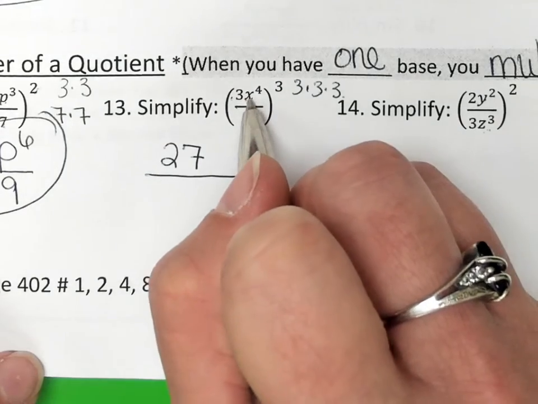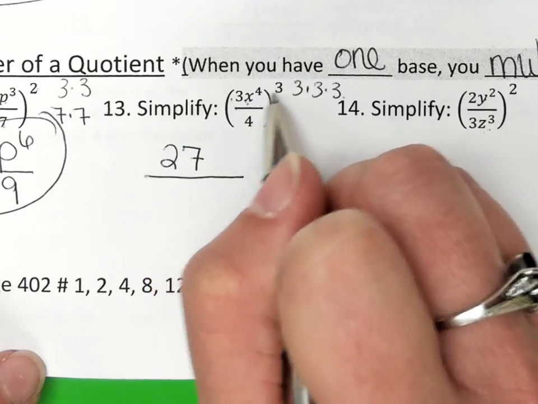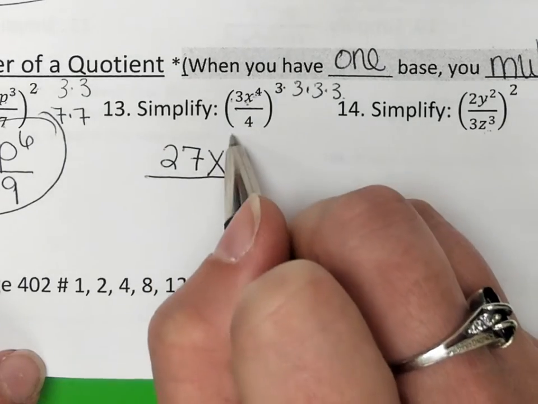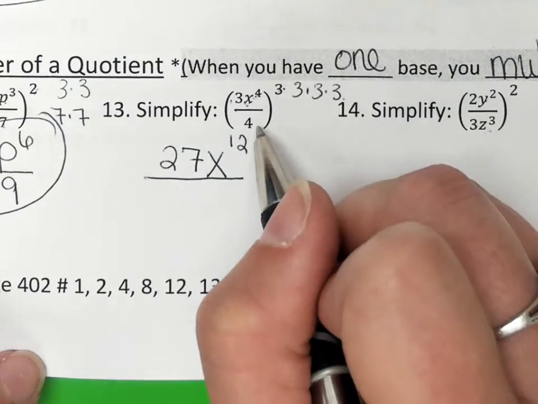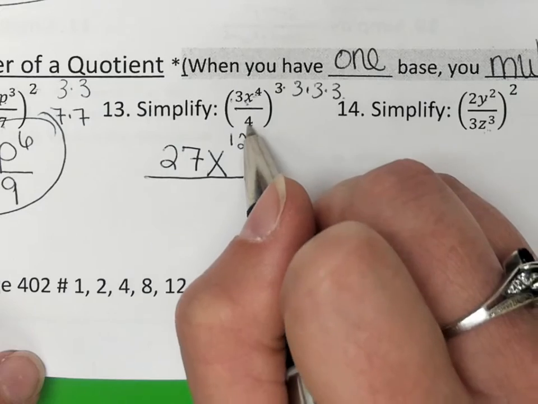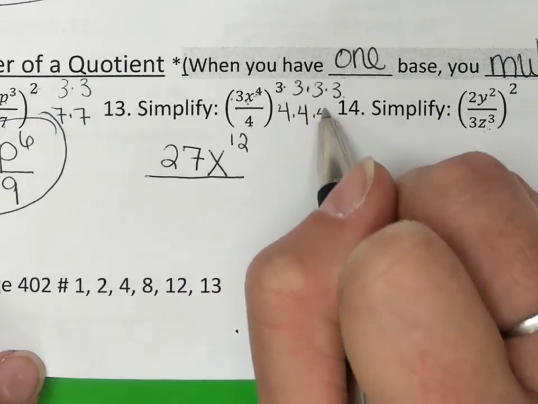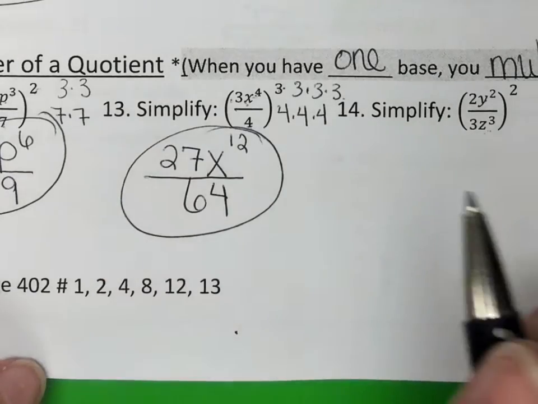Alright, how many x's do you have? You got 1, right? So what do I do to little numbers? What's 4 times 3? 12. There you go. Alright, how many 4's do I have? 1. So it's 4 to the 3rd. 4 times 4 times 4. 64. Go on, Katie.